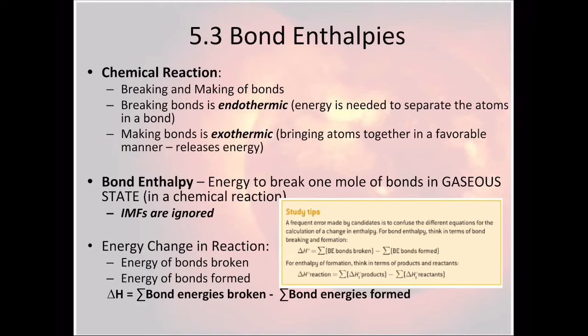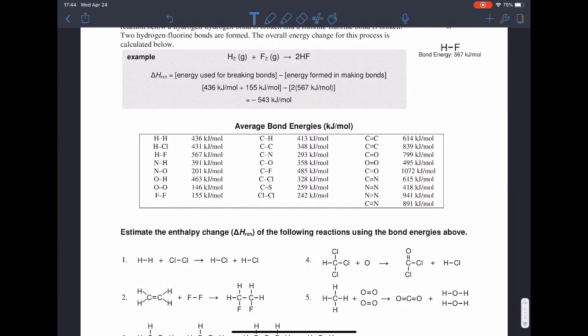And finally, the energy change in reaction down at the bottom here is just the energy of bonds broken minus all of the energies formed. So that little squiggly line in front just means the sum of bond energies broken minus the sum of bond energies formed. Now, this might sound a little funky, but it's really easy in the application. So I'll show you how you'll do that.